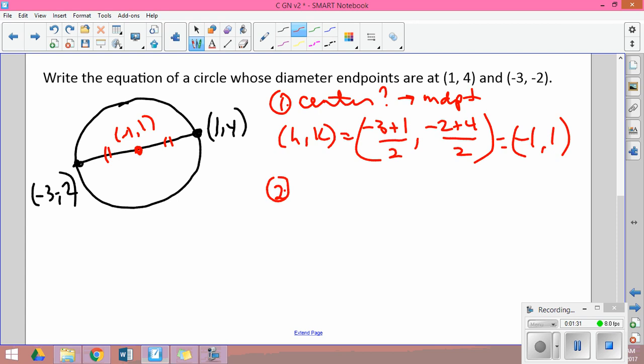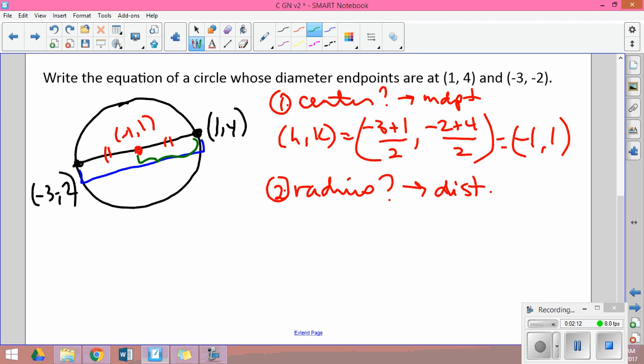The next thing I need is a radius. Now for that, I'm going to need the distance formula. You could do it two different ways. You could find the length of the diameter and divide it by 2, because that's how radius and diameter are related. Or you could find the length of the radius, because now we know the center. I'm typically a little bit more inclined to want to use given information, because what if I messed up the midpoint? Then the rest of my problem is going to be wrong.